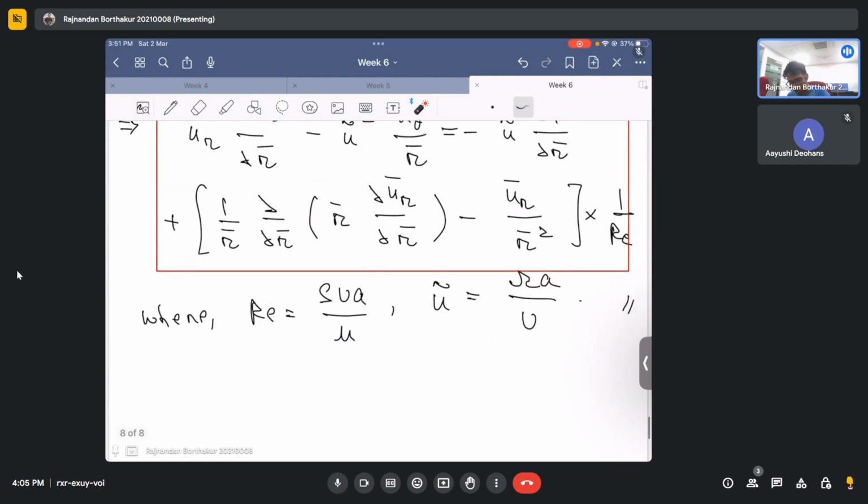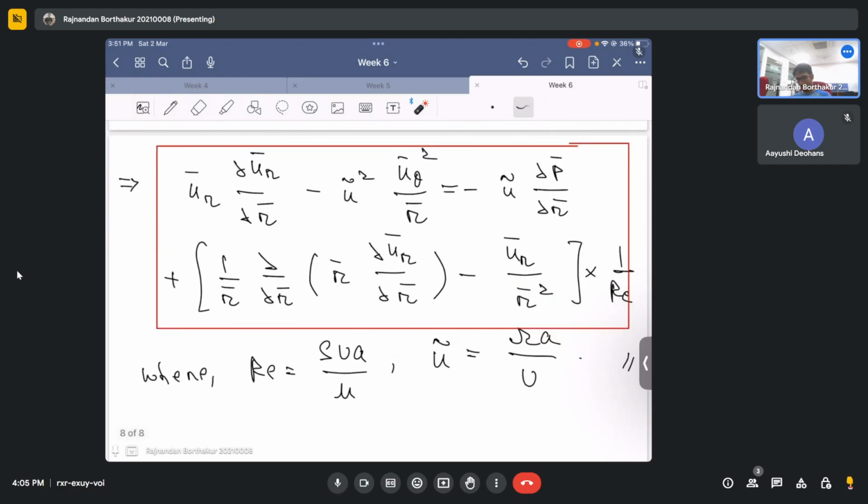Is u tilde a constant or a variable? Can you tell me? Constant. Yeah, it's a constant. It is not a function of r or theta, because these are just constants. Omega is constant, A is constant, U is constant. So these are just constants.